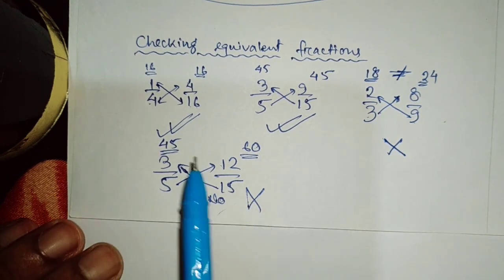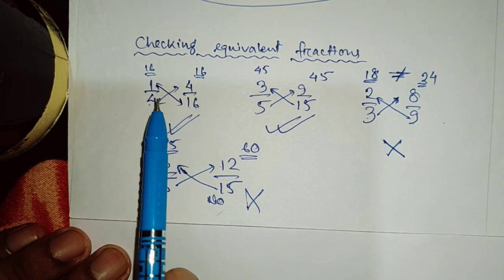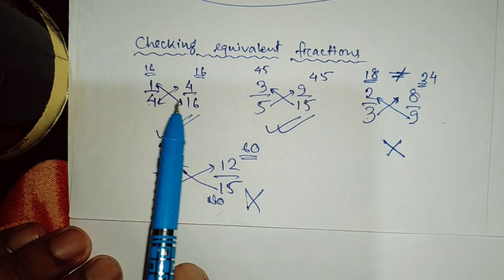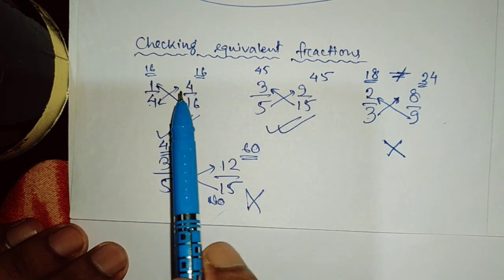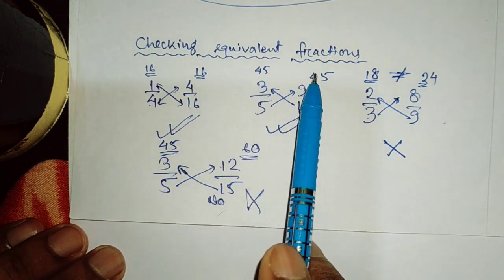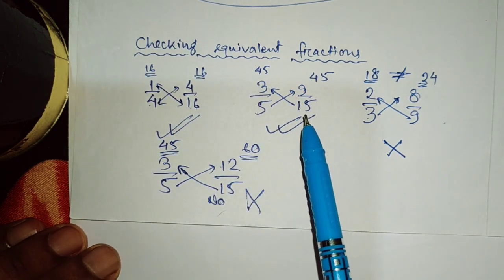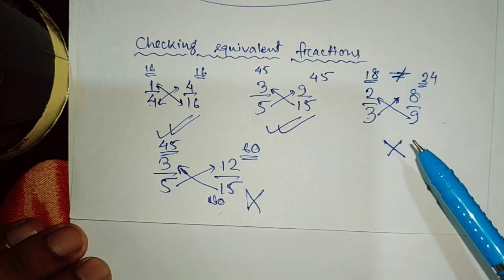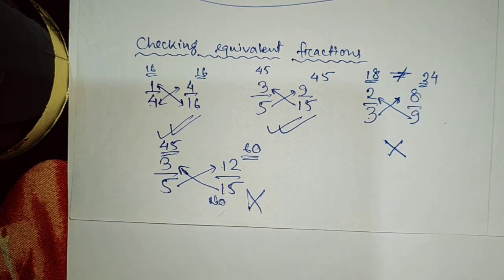Have you understood how to identify whether a given pair of fractions is equivalent or not? You just cross multiply them, write the products, and see whether they are equal or not. If they are equal, that means they are equivalent fractions, and if not, they are not equivalent fractions.